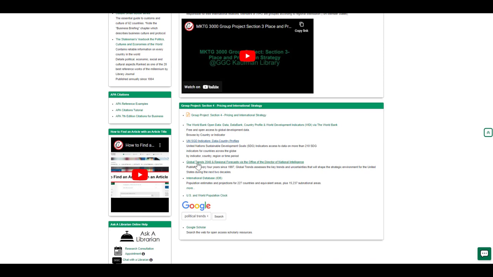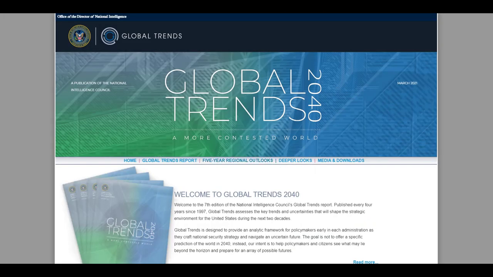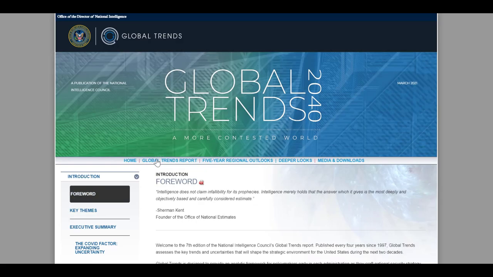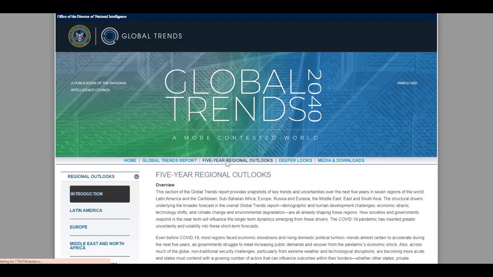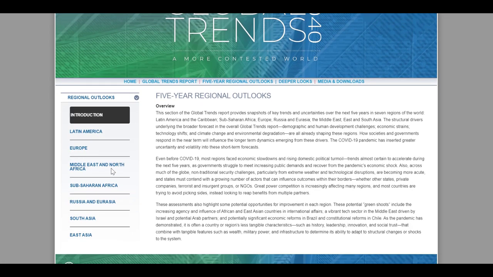The next one I'm going to go look at is Global Trends 2040, Regional Forecast by the Office of the Director of National Intelligence. So let's go take a look at this one. This is a U.S. government site. So we can go in and look at the Global Trends Report if we'd like to. You also have your 5-year regional outlooks. So I liked this by region. I mean, the Global Trends Report is an international report, but then I can pull up information by region.